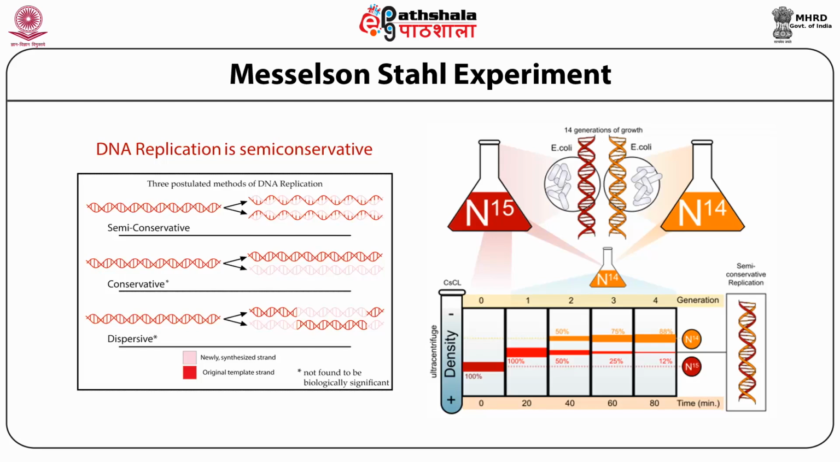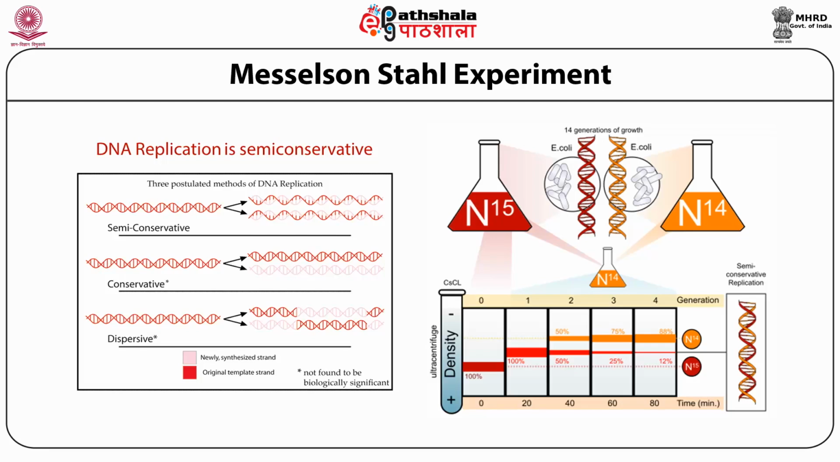Then in the first generation, E. coli takes 20 minutes to replicate. You can see that there is a mixture of N15 and N14. In the second generation, you can see that slowly there is a movement of the DNA from the mixture to the pure N14 containing population. In the second generation, there is a mixture of 50% of DNA which is only N14, and 50% which has both N14 and N15. This conclusively proves that the semi-conservative model of replication is present in nature.